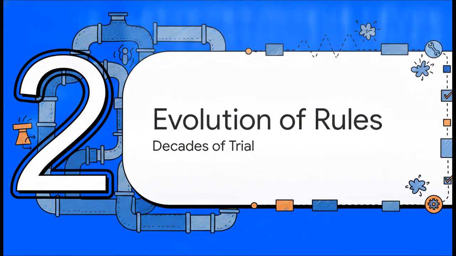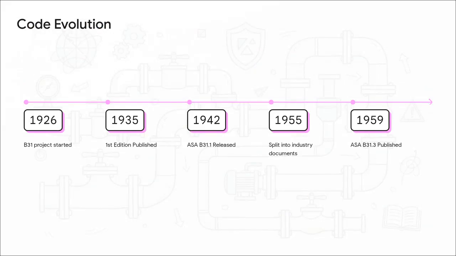Moving right along to Section 2, the evolution of piping rules. You know, these rules weren't just drummed up overnight in a boardroom. They are the result of hard-earned lessons over decades. Back at the beginning of the 20th century, as industrialization was just absolutely booming, things were getting dangerous fast. So in March 1926, a project began to develop the overarching B31 piping code. By 1942, it evolved into a single comprehensive standard.